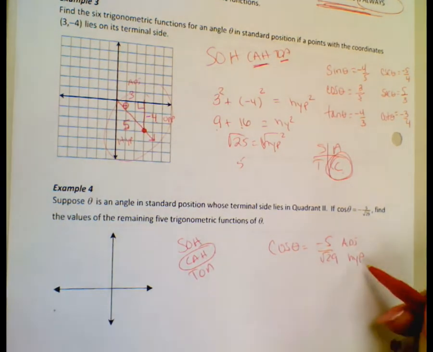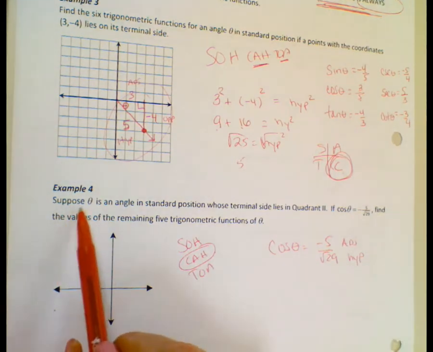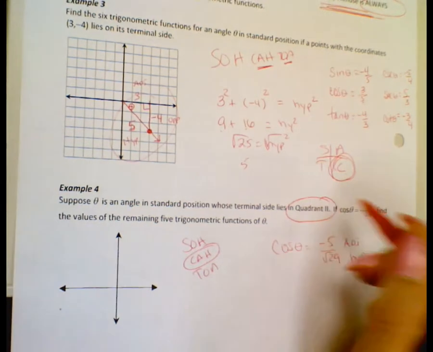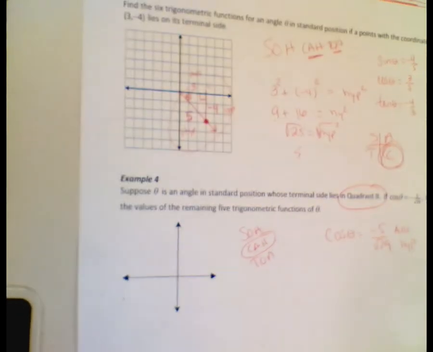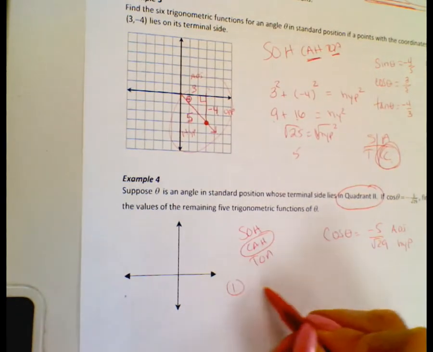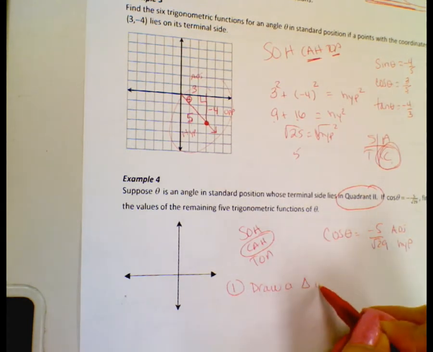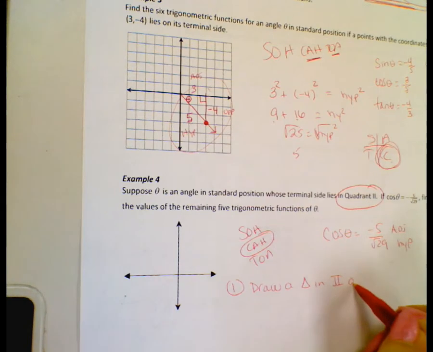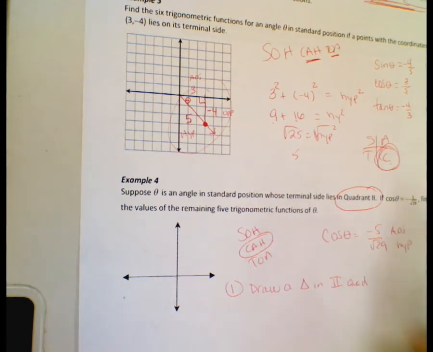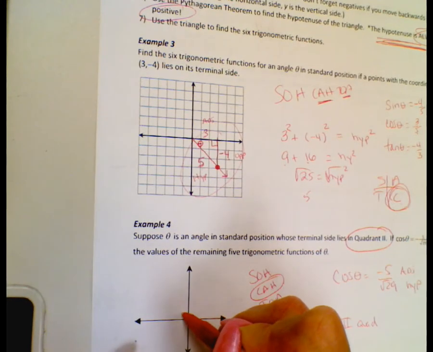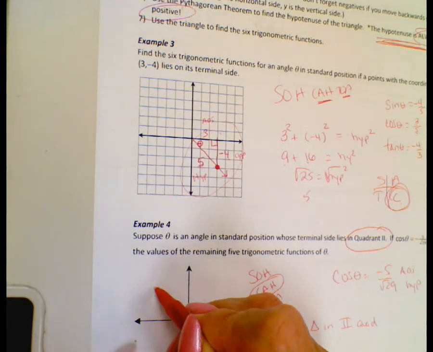Do you know what quadrant this is in? Look in the problem. Does it say it? Theta is an angle in standard position whose terminal side lies in quadrant 2. Very important that you read this. So I want you to draw a triangle in the second quadrant. Now when you do this, you kind of have to do it like you did here. You've got to go from the origin and shoot a hypotenuse out into the quadrant like this.